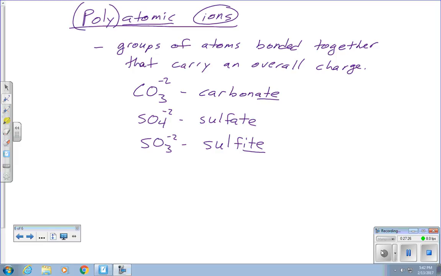If there are two fewer oxygens, then they put a prefix hypo in front of it, like hypochlorite. So it keeps the ITE ending, but you add the prefix hypo in front of it. So this would be hyposulfite, which I don't think actually exists, but you know, we can use it as an example.